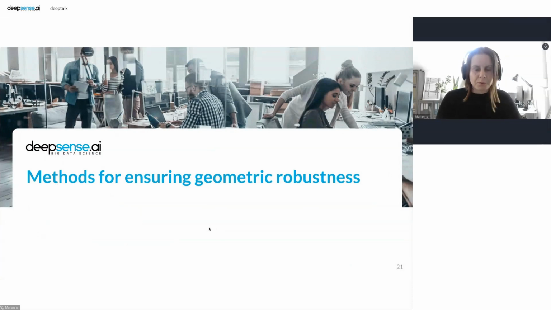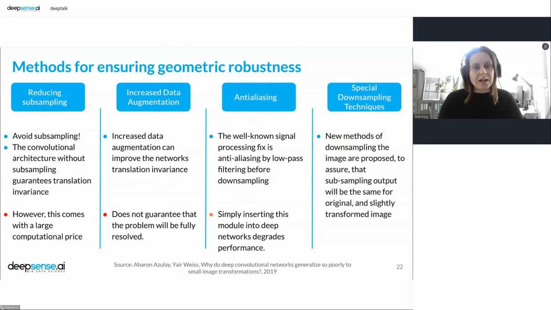Now we know that the problem exists and we know what causes it. So we can talk about how to address it. We can classify the methods into 4 families. First is reducing subsampling. If we get rid of subsampling, the convolution architecture guarantees translation invariance. However, it comes with a large computational price, and it's possible only for small images.